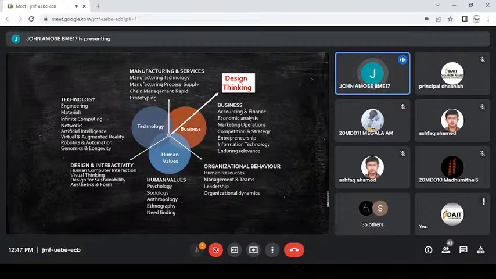Then there is a convergence of technology and business, where there are different manufacturing processes. There are a lot of ways in which the factory process can be made more efficient, right? So all that comes under the mix of technology and business. How many times should we prototype it? Is that necessary? The manufacturing technology, the process, the chain management process, all that comes under manufacturing and services. So a lot of ideas are put together when it comes to a solution that sells.